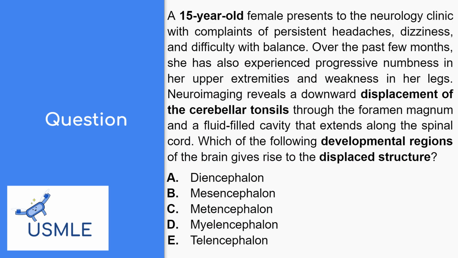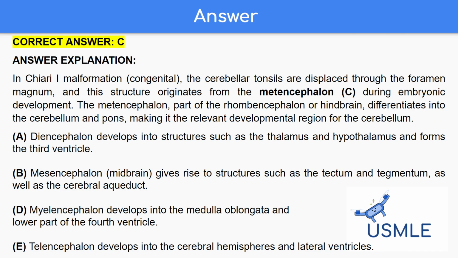In today's question, there is a 15-year-old female who presents with persistent headaches, dizziness, and a displacement of the cerebellar tonsils through the foramen magnum, along with a fluid-filled cavity that extends along the spinal cord, also called syringomyelia. There is a downward displacement of the cerebellum, which arises from the metencephalon. So the answer is C. Feel free to go over the answer explanations.